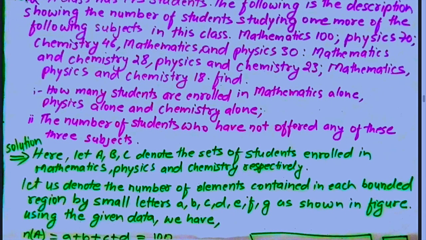Here, question number 158. Our class has 175 students. Following is a description showing the number of people studying one or more of the following subjects in the class. Mathematics 100, Physics 70, Chemistry 46, Mathematics and Physics 30, Mathematics and Chemistry 28, Physics and Chemistry 23, Mathematics, Physics and Chemistry all 3, 80. Find how many students are enrolled in mathematics alone, physics alone, chemistry alone, and the number of people who have not offered any of these three subjects.